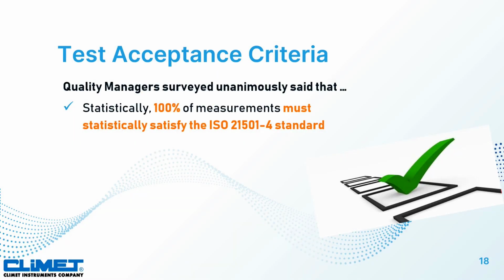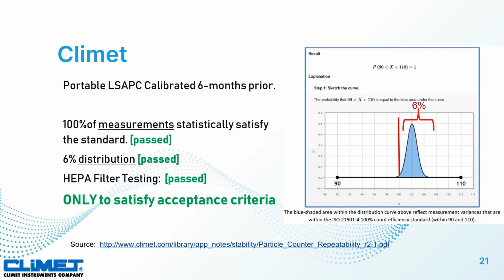Test acceptance criteria was established by a survey among quality managers who unanimously agreed that 100% of all measurements must statistically satisfy the ISO standard. Climate was the only instrument to pass all acceptance criteria, and testing demonstrated 3 to 5.5 times greater accuracy and precision compared to competitive alternatives.